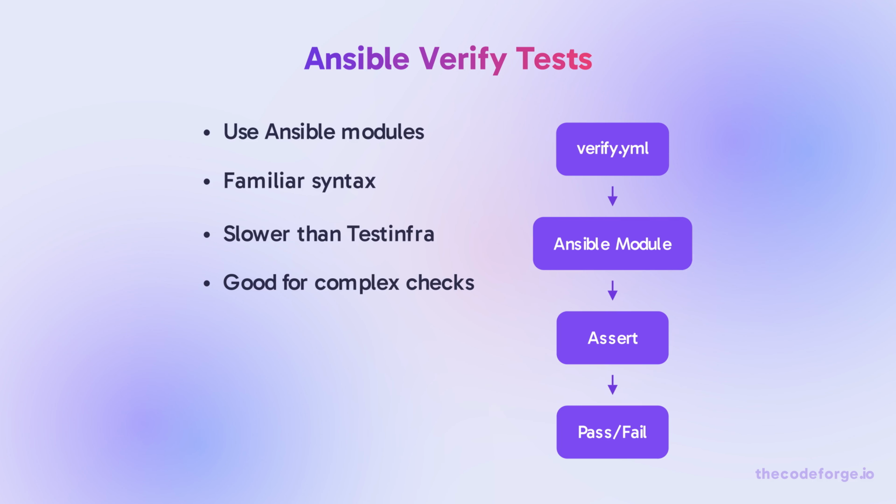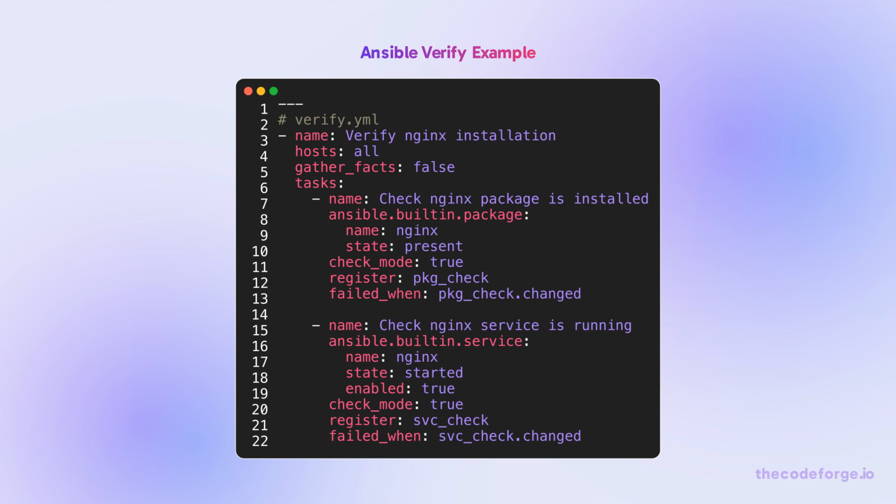If you prefer Ansible syntax, you can use the Ansible verifier. You write a verify.yml playbook that runs tasks to check state. This is useful when you need to use modules like uri or mysql_query. This verify.yml playbook checks that Nginx is installed and the service is running and enabled. Using check mode and failed_when ensures the test fails if the role would make changes.